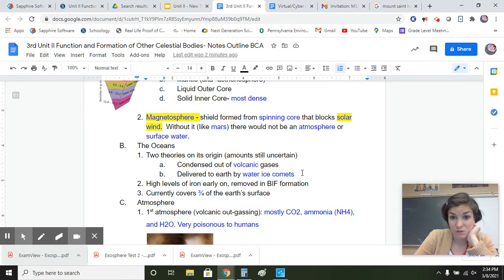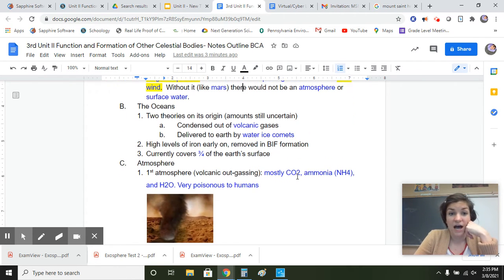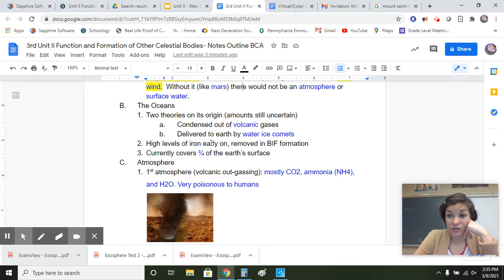So we might have gotten the oceans because volcanoes were active, but also we could have been hit by comets, which, remember, comets are pretty much space snowballs. They're dirty snowballs with space dust in them, but they're ice. Okay, so that ice could have hit Earth, melted, given us some water. Either way, there was a lot of iron early on in the ocean, and it was removed and formed what we call the banded iron formations.